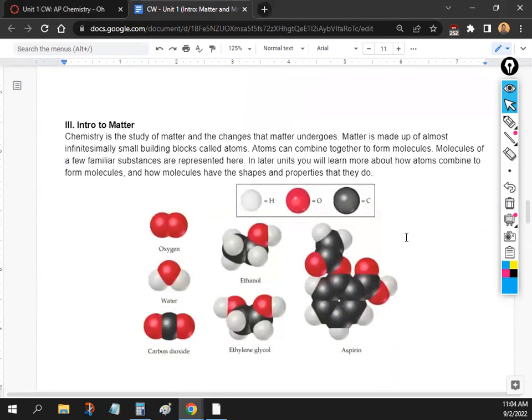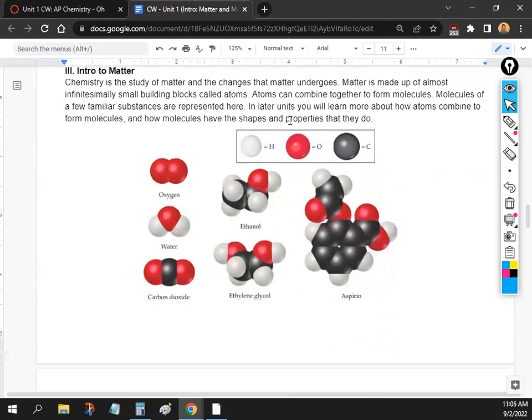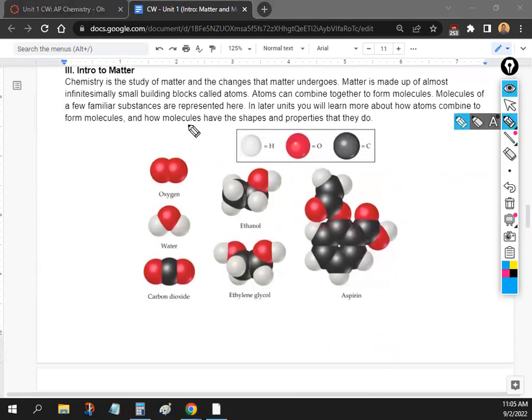Okay, moving on. So intro to matter. Hopefully, you guys were able to read this in your reading, but chemistry is the study of matter and how it changes. It's made out of atoms and molecules. Easiest way to think about it is atoms are the individual Lego pieces, and then molecules are what happens when you put the Legos together, okay? So if you make a Lego car, that's the molecule, but the red blocks and the blue blocks and the yellow blocks and the green blocks, those are the individual atoms, okay?